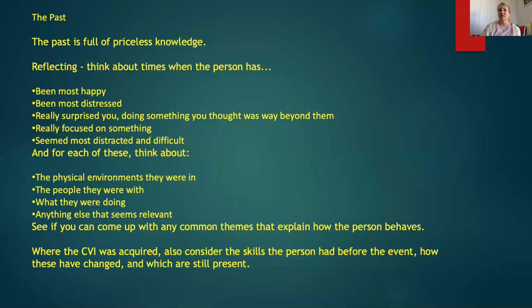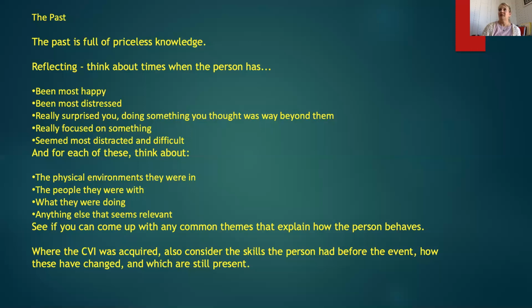Was it with somebody familiar? Was it with somebody that has a quiet voice? Is it somebody that looks like their parents? Those types of things. Think about what they were doing at that time, or anything else that seems relevant. See if you can come up with any common themes that explain how and why the person behaves the way that person does. Where the CVI was acquired, like in a shaken baby syndrome situation or stroke, consider the skills that person had before that happened to them.